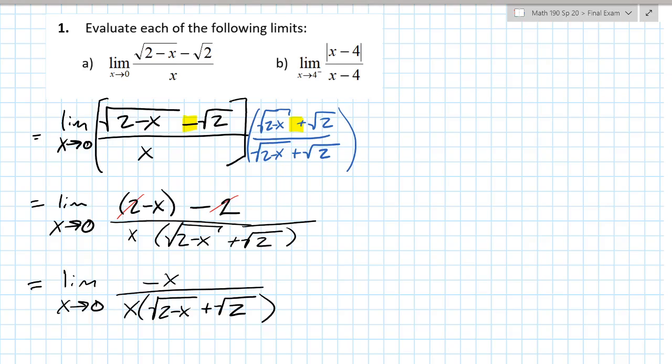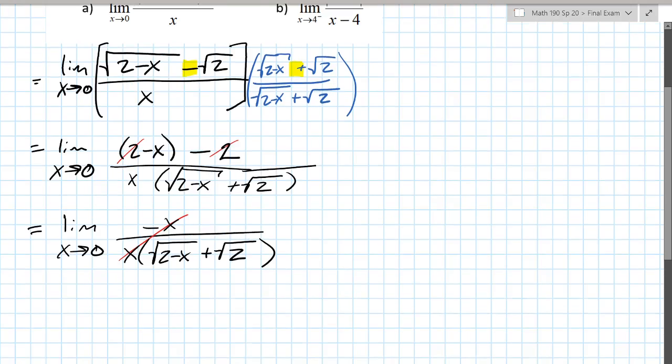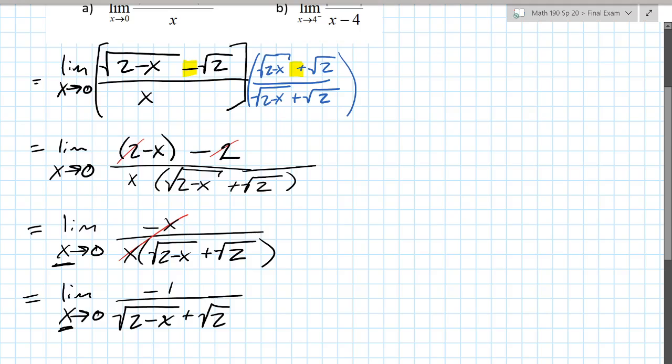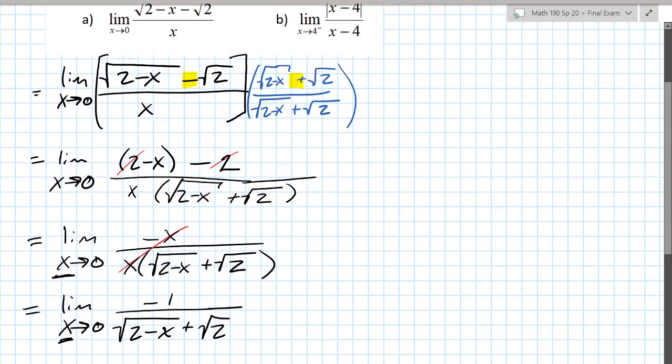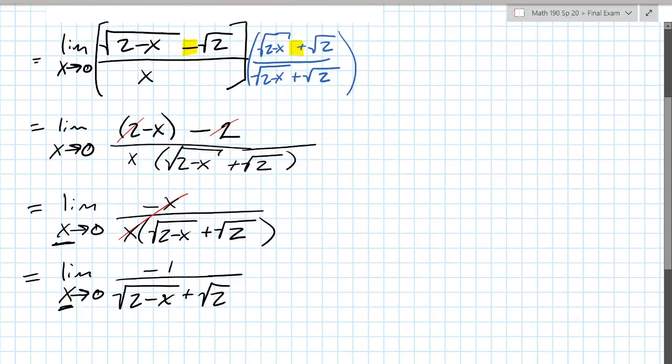Now that we've gotten everything out of the top except for just the x, we can simplify. x divided by x is 1, so we still have a negative in the numerator. Notice I am writing limit every time. Since there are still x's in the problem, I need to continue to write limit because I have not taken the limit yet. Now that I have it at this point, now we can use direct substitution to find the limit.